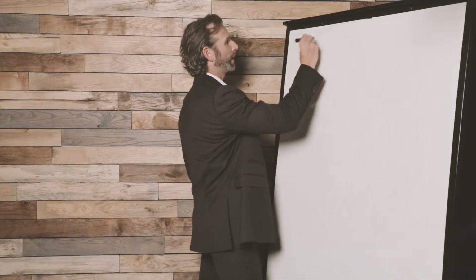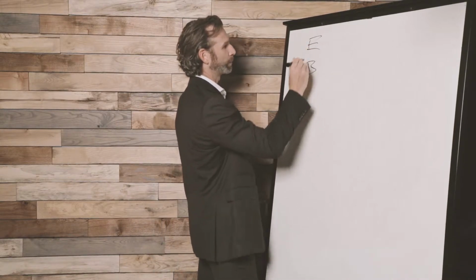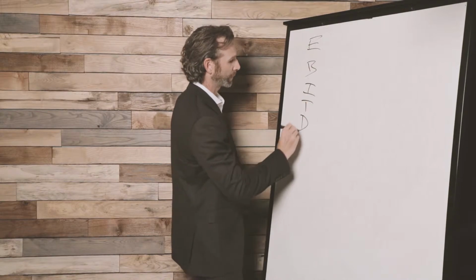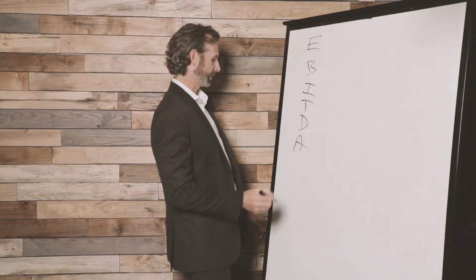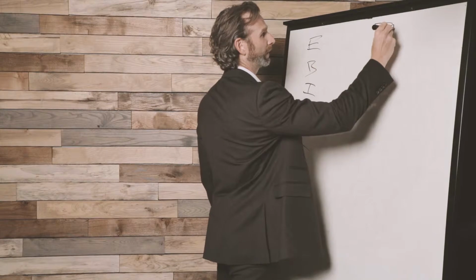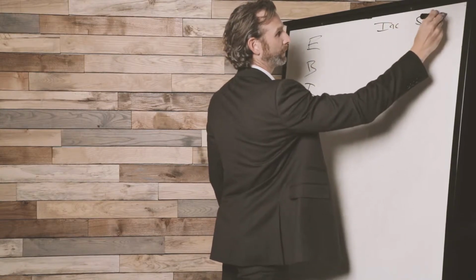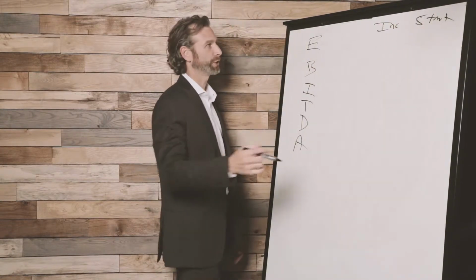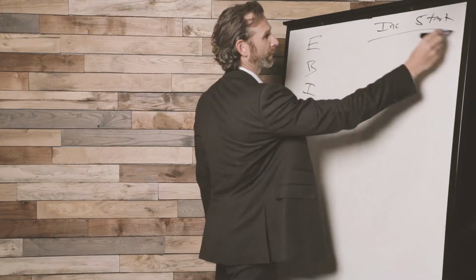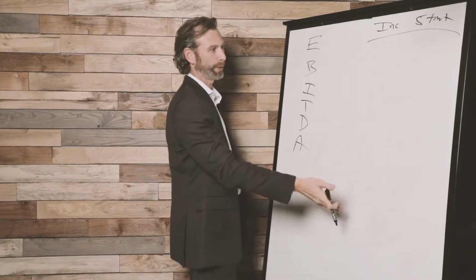So again, EBITDA, I'm going to write it up here. Earnings before interest, taxes, depreciation, and amortization. That's basically what it stands for. Let's say we look at our income statement over here. And if you've not seen my videos on income statements and balance sheets, you might take a quick look at that because that'll make some of this make a little more sense, because I'm going to go kind of high level through that part of it.